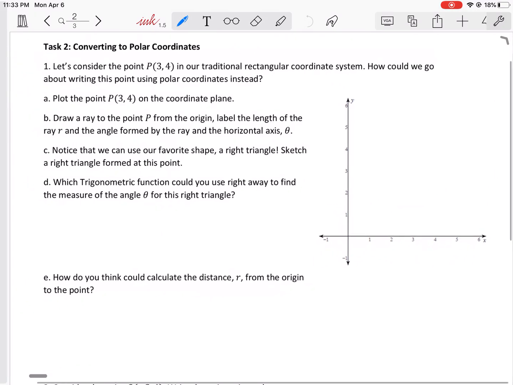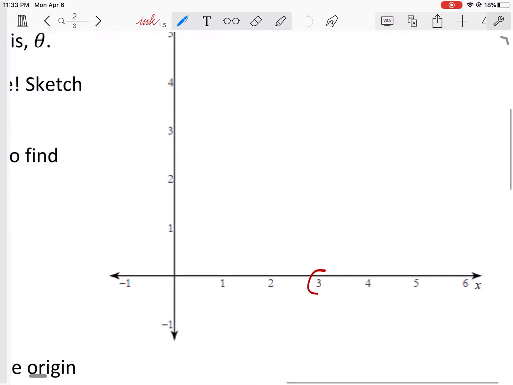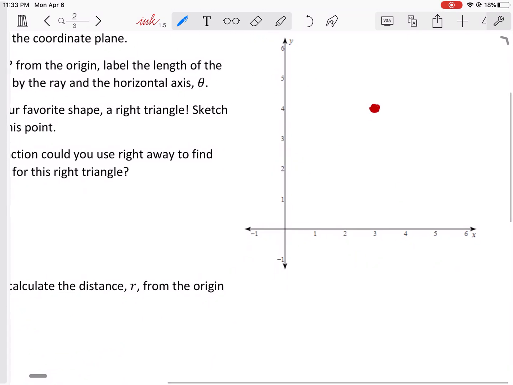So first thing, we want to plot this point 3, 4 on the coordinate plane. Horizontal distance 3, vertical distance 4. So the point should be pretty much right there. Hopefully I did that close enough. That's our point 3, 4. We'll call it P.